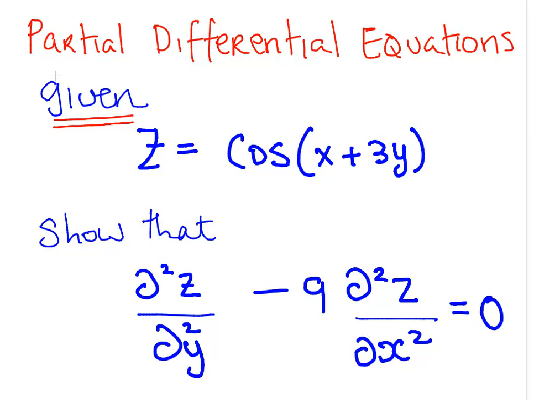This is the second of a series of videos I have about partial differential equations. What we have here is a function z, defined as cos of x plus 3y. So it's a function in two variables, x and y. What we're required to show is that the second derivative of z with respect to y, minus 9 times the second derivative of z with respect to x, is equal to 0.